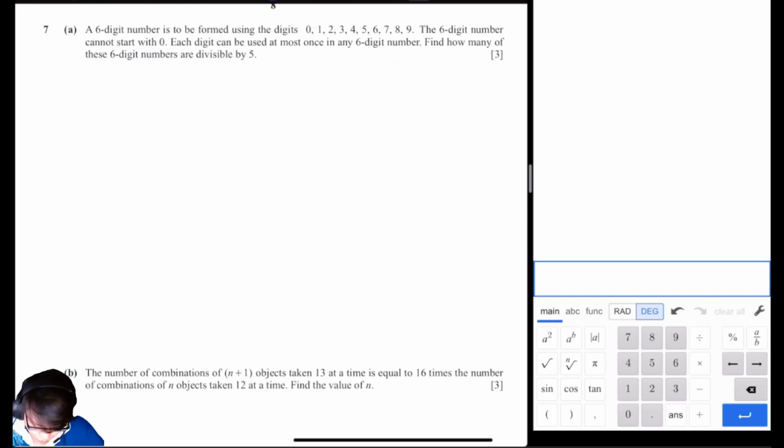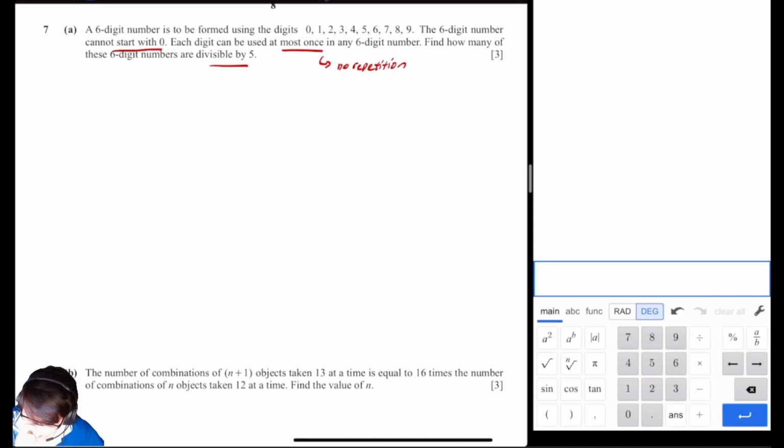Okay, next one. This is a good one. A 6-digit number is to be formed using digits from 0 to 9. The 6-digit number cannot start with 0. This is important. And each digit can only be used once, which means there are no repetitions. Find how many of these 6-digit numbers are divisible by 5.